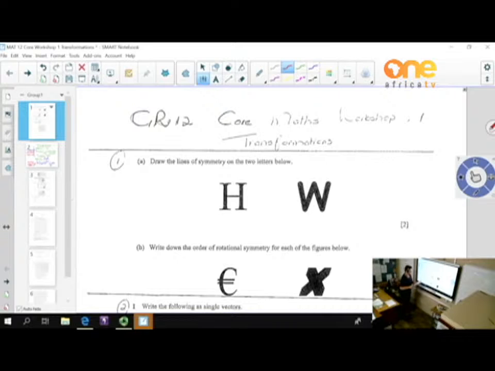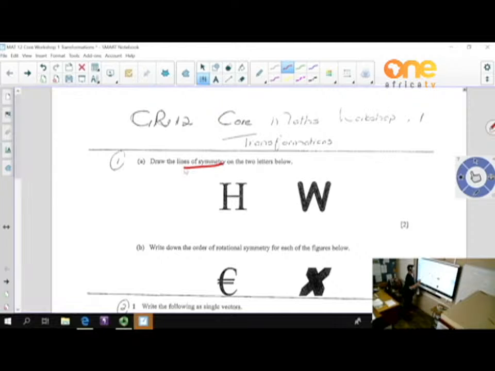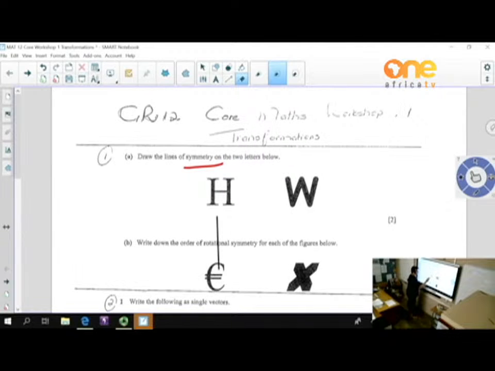Right, so if we look on our worksheet now, the first question says draw the lines of symmetry on the two letters below. That means you must be able to fold it so that it looks exactly the same. So the first one's line of symmetry might be here. So it will be here and here. This one will only have one line of symmetry right there in the middle.